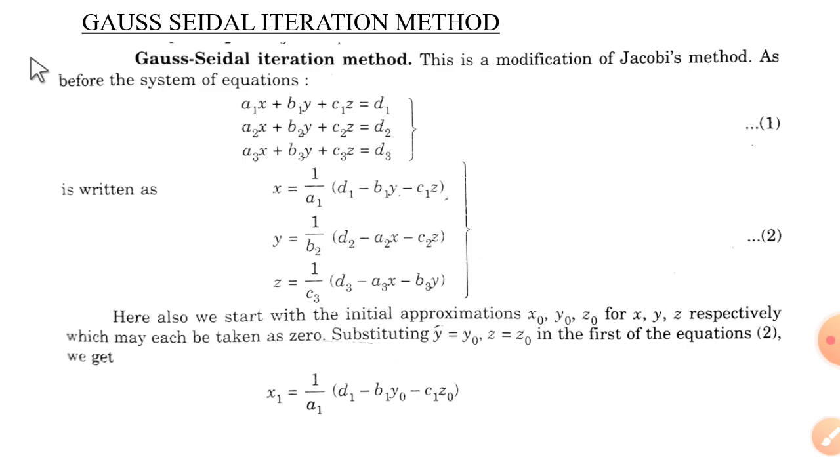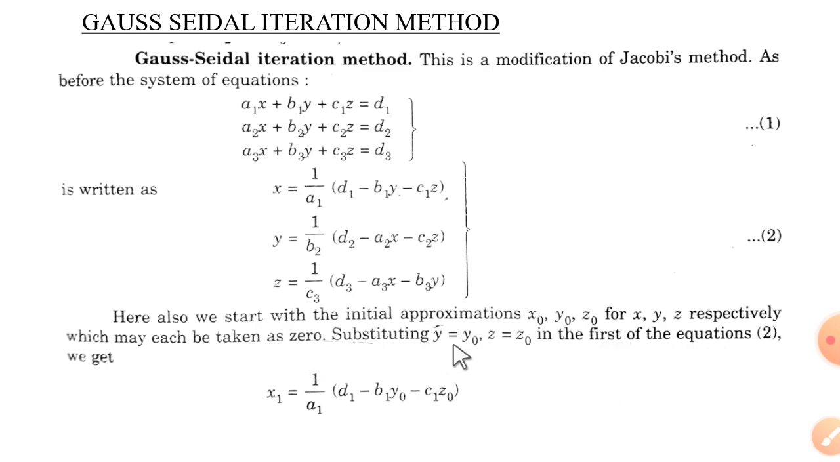Next is the Gauss-Seidel iteration method. The Gauss-Seidel iteration method is a modification of Jacobi's method. As before, these are the system of equations. It is rewritten as x equal to 1 by a1 into d1 minus b1 y minus c1 z, then y equal to 1 by b2 into d2 minus a2 x minus c2 z, and z equal to 1 by c3 into d3 minus a3 x minus b3 y. Consider it as equation 2. Here also we start with initial approximations x0, y0, z0 for x, y, z respectively, which may be taken as 0.